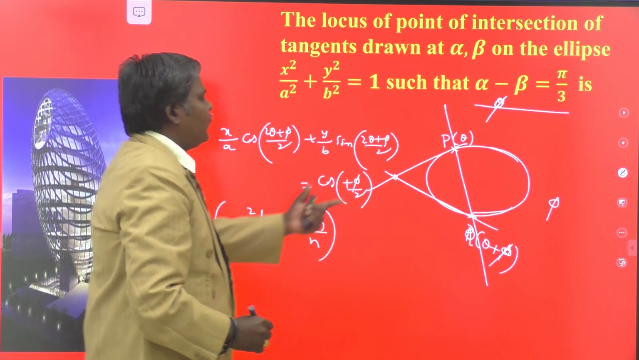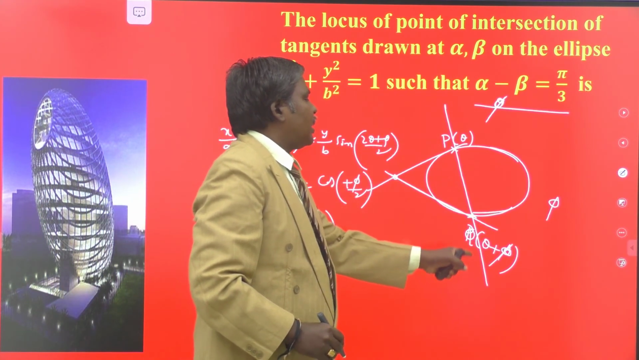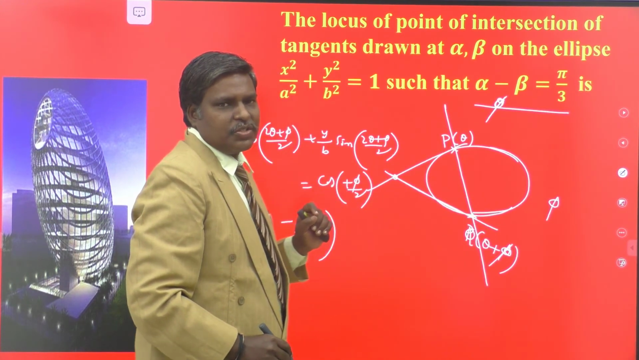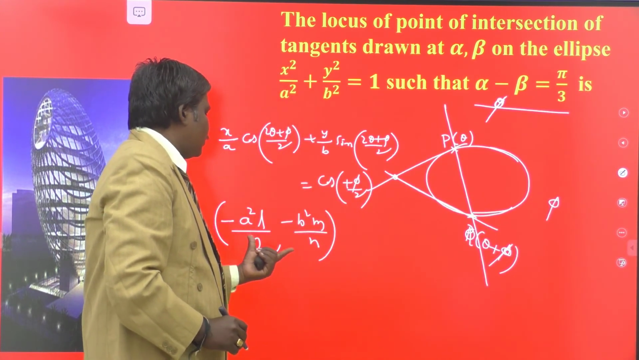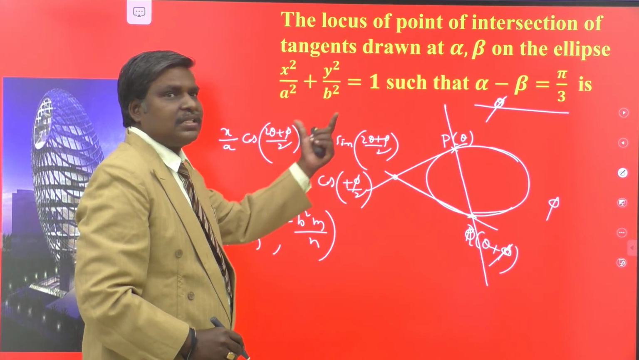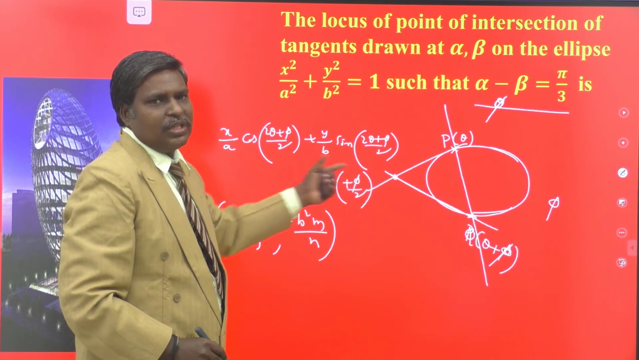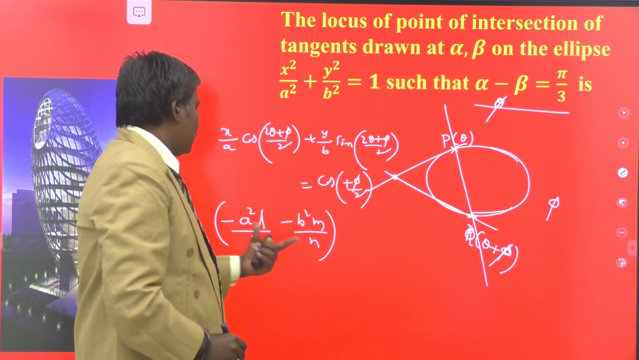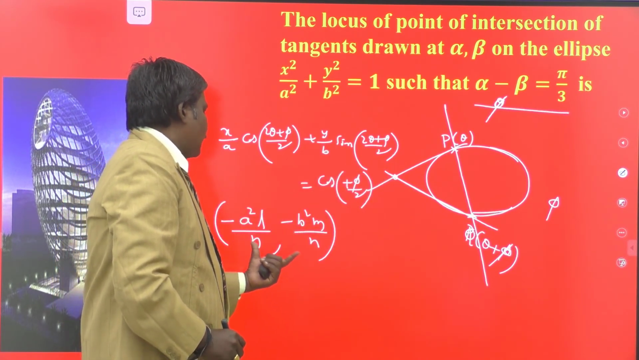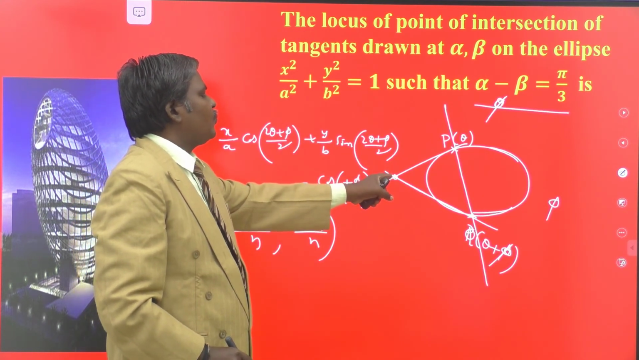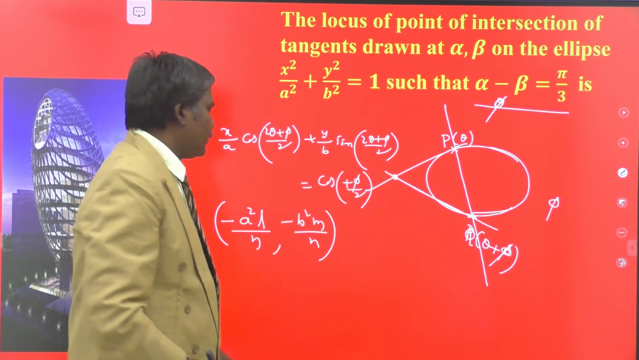This is the point of intersection of tangents by the line Lx plus my plus n equal to 0 with x square by a square plus y square by b square equal to 1. All of you know that this is the point of contact when that is tangent. When it is cut, that becomes the pole, which is outside the ellipse. This is the formula, so you can apply the formula for this line. We get the point of intersection. We have to find out the locus of that point here.